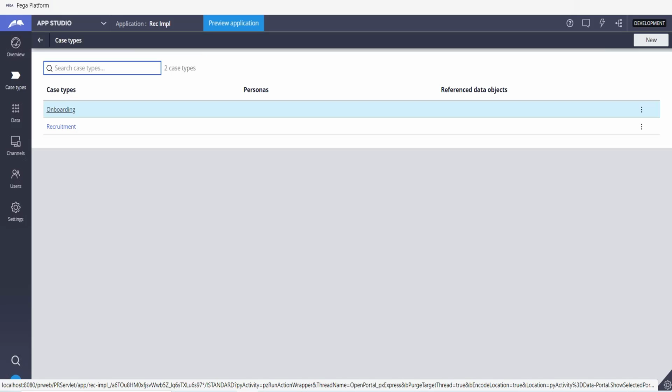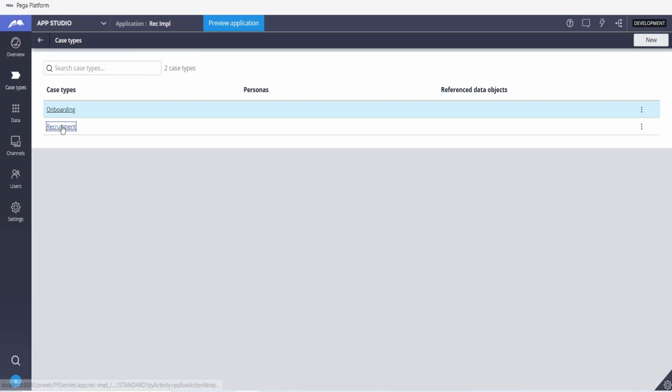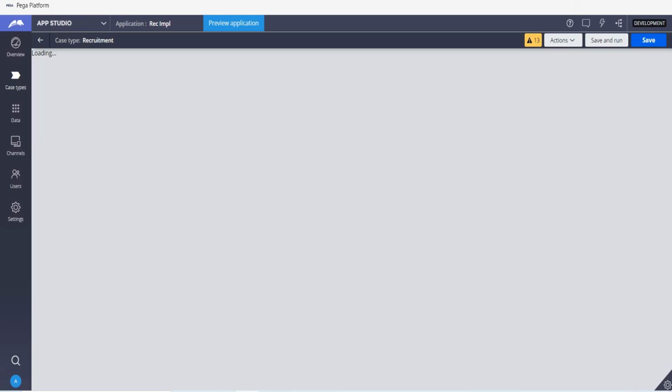Because every time I cannot have a single user approving everything. Depending upon the criteria, the scenario, the budgets, maybe the financial aspects, I need multiple approvals. Correct? So let's see how you deal with the case approvals.